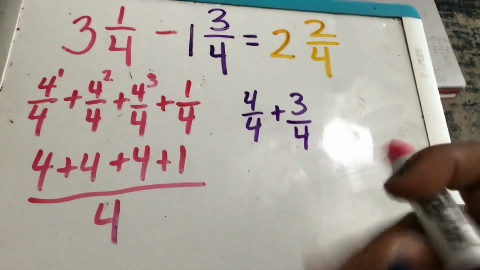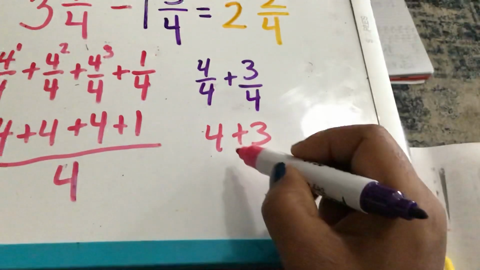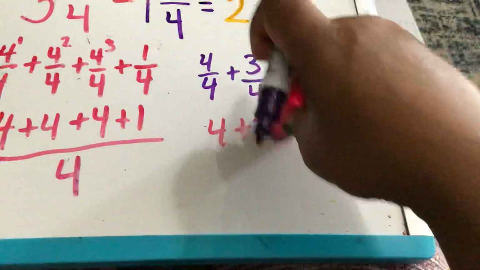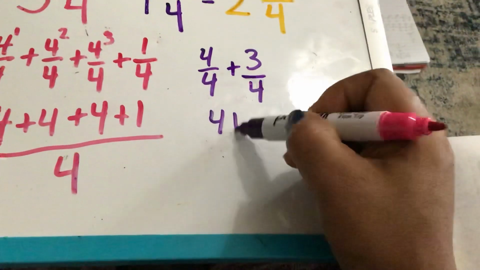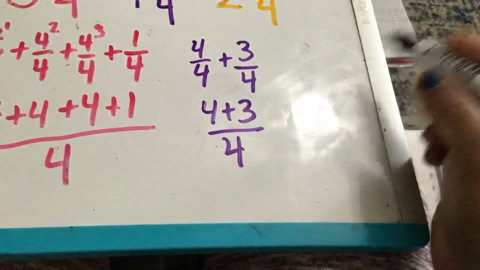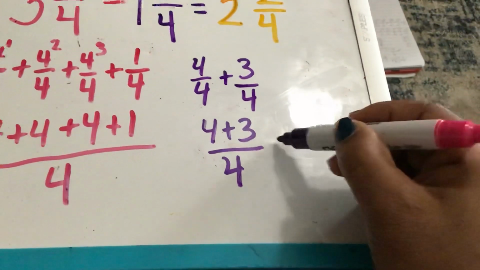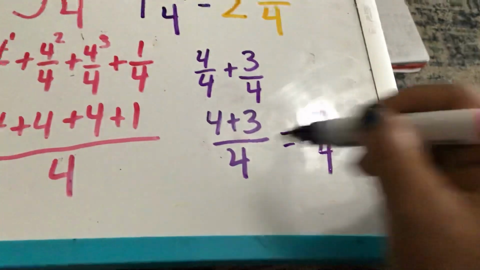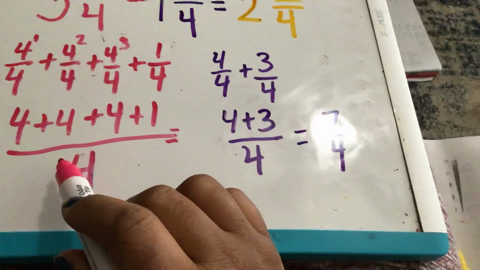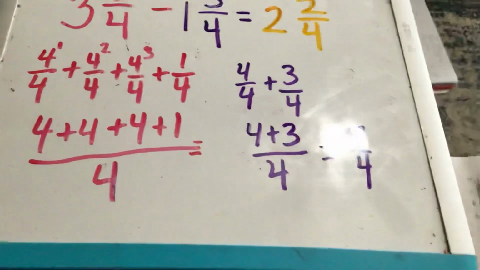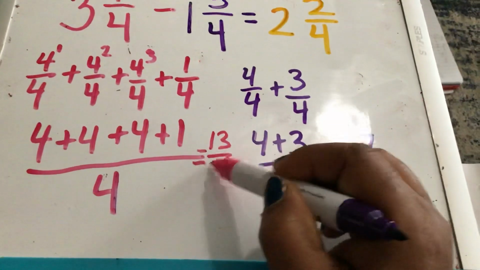So we'll just do 4 plus 3 over 4, okay? And then what does this give you? This one gives you 7 over 4. And this one, let's go back over here, gives you 4 plus 4 is 8, plus another 4 is 12, plus 1 is 13. That'll be 13 over 4.